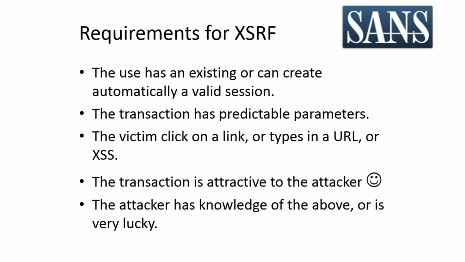Now, the attacker has knowledge of the above or is super, super lucky. Now, I don't know about you, but I can't predict my luck. Sometimes I've had very little luck. So lucky is not the way to go, right? We want to have knowledge of these things, which may mean the attacker has an account in that application, but they don't have the required access or privilege to pull off what they want to do. So they poison someone else's session, hijack their session, or use cross-site forgery to pull off the attacks in someone else's account, not their own.